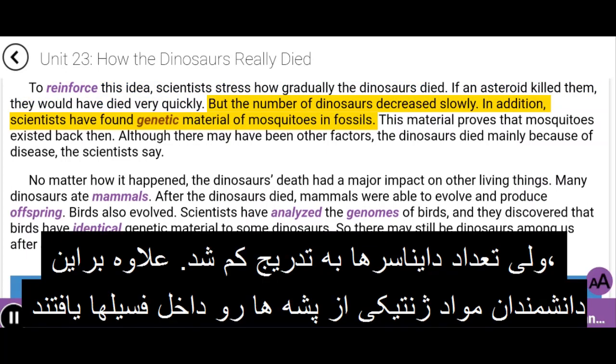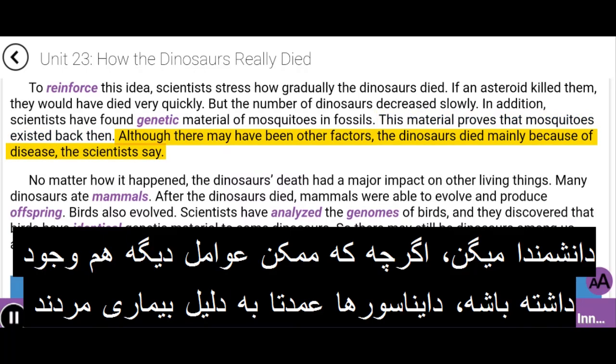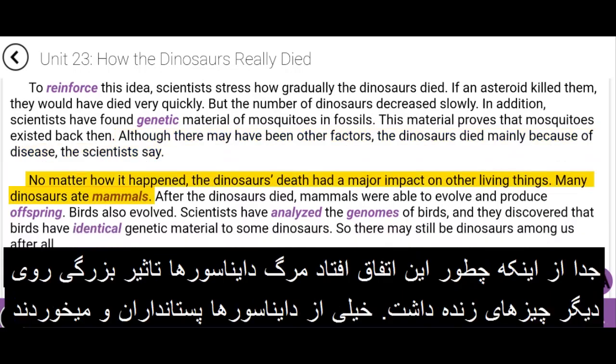In addition, scientists have found genetic material of mosquitoes in fossils. This material proves that mosquitoes existed back then. Although there may have been other factors, the dinosaurs died mainly because of disease, the scientists say. No matter how it happened, the dinosaurs' death had a major impact on other living things.